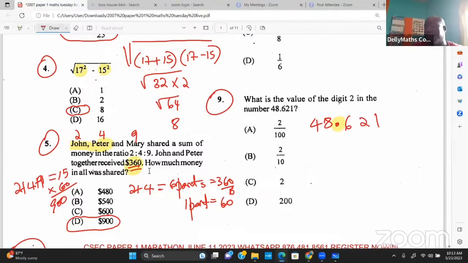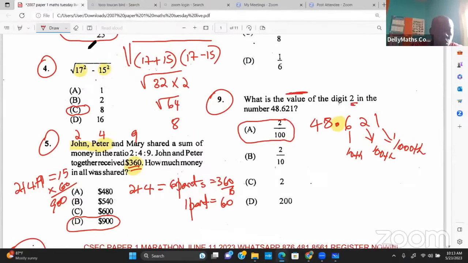The first place of decimal is a tenth. This is a tenth with a TH. The second place is a hundredth, and the third is a thousandth, and it goes on, as you know. But the TH, so hundredth. So the 2 would be simply 2 over 100 as a value, right? So it's 2 over 100.